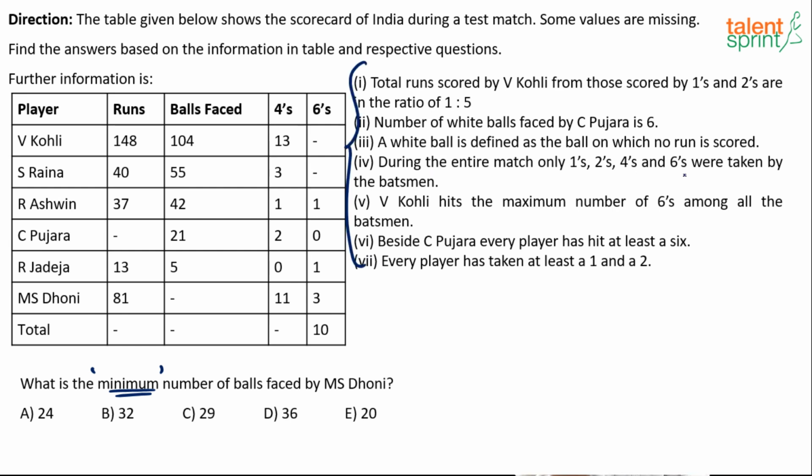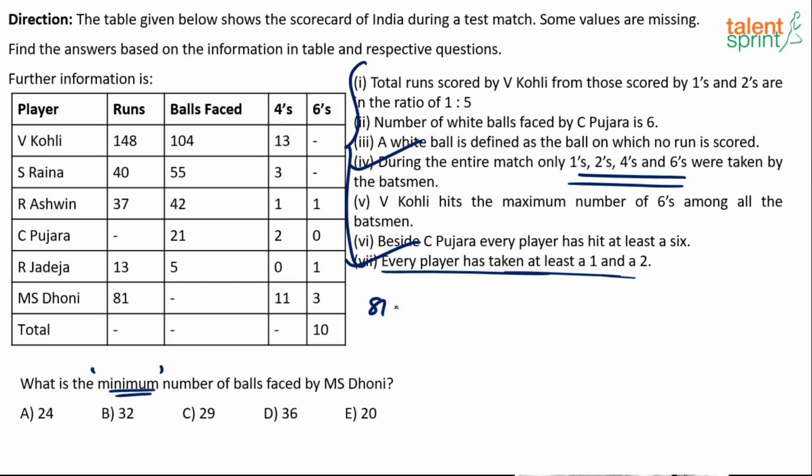I mean, the only point that you have to use is each batsman has only taken ones, twos, fours, and sixes during the match, and every player has taken at least a 1 and a 2. If you keep these 2 points in mind, you will be able to find the answer to this question. So how do you do it? See, minimum number of balls faced by Dhoni. He has scored 81 runs. He scored 81 runs, right?